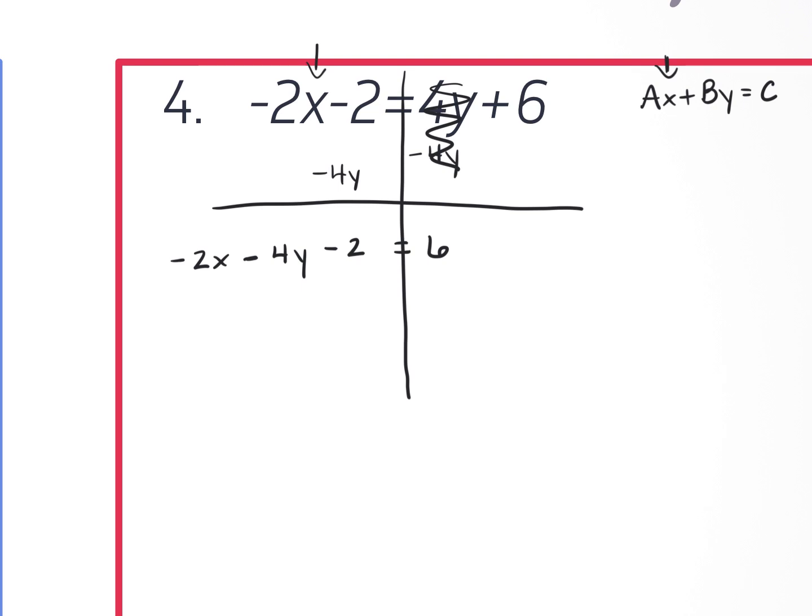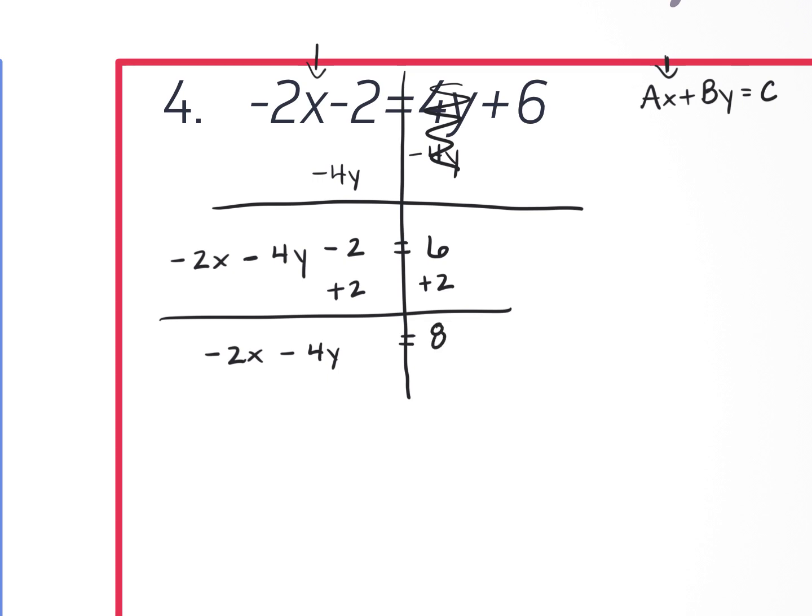Okay, so if I have a negative 2x minus 4y minus 2, remember that your x and your y you can't combine because they're different terms. That's why we wrote them all separately. Okay, we want the x and the y to be the only thing there, so I'm going to say plus 2 and plus 2. So now I have negative 2x minus 4y equals 6 plus 2 is 8.